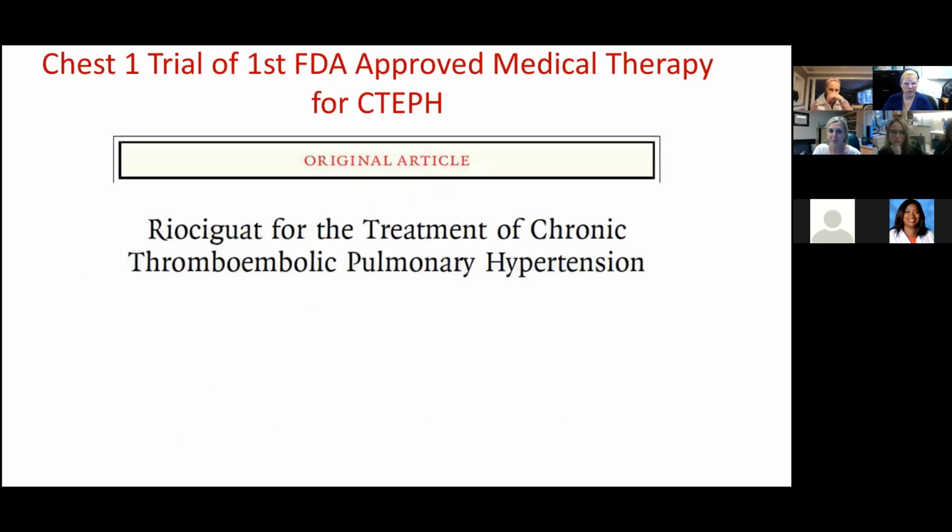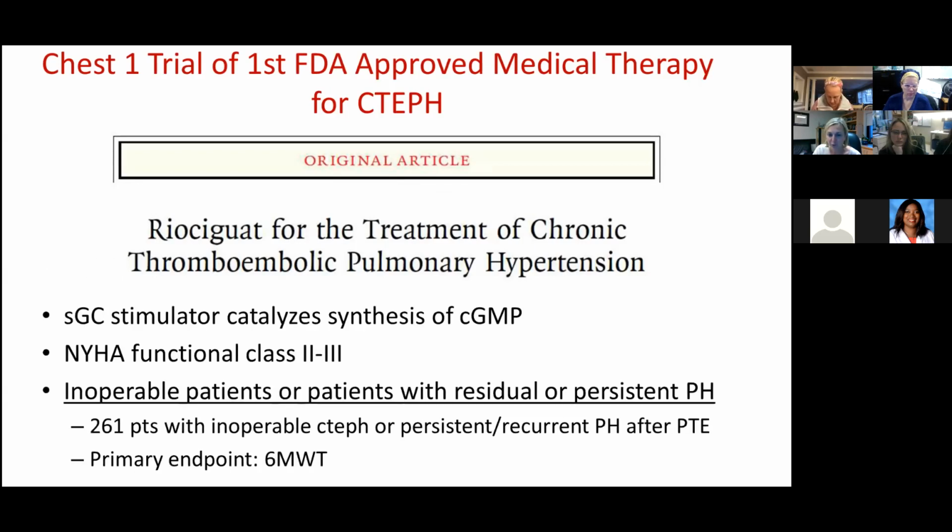Okay, so let's talk about the medical therapy over a couple of slides, and then we can do questions. The only medication that has been approved by the FDA for treatment of chronic thromboembolic pulmonary hypertension is riociguat. Riociguat works on the nitric oxide pathway. It's a cyclic GMP stimulator.